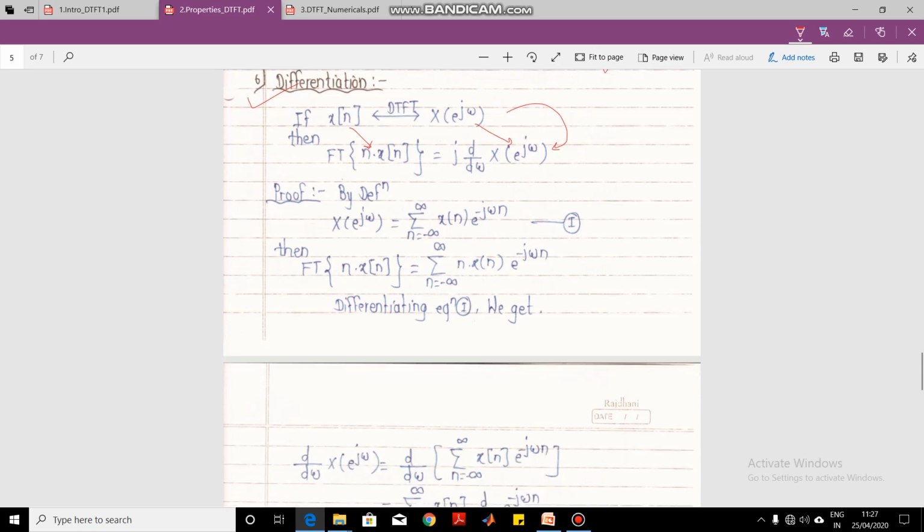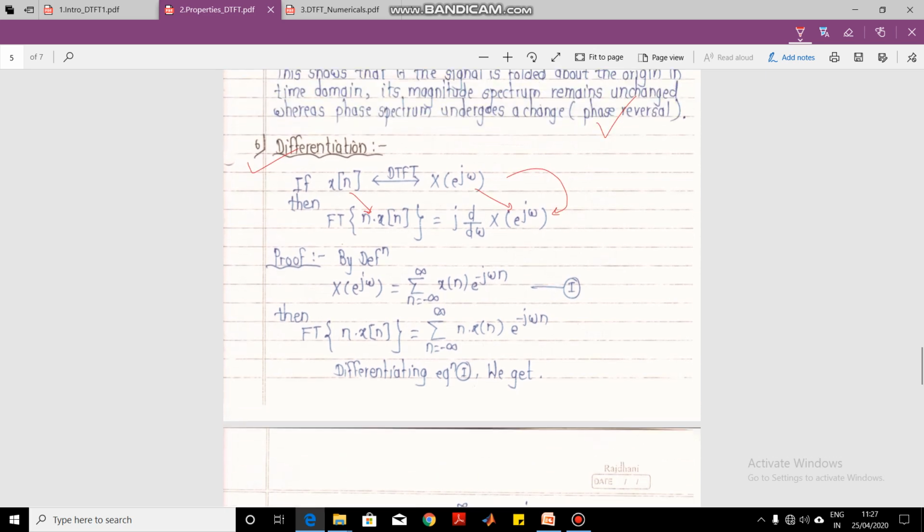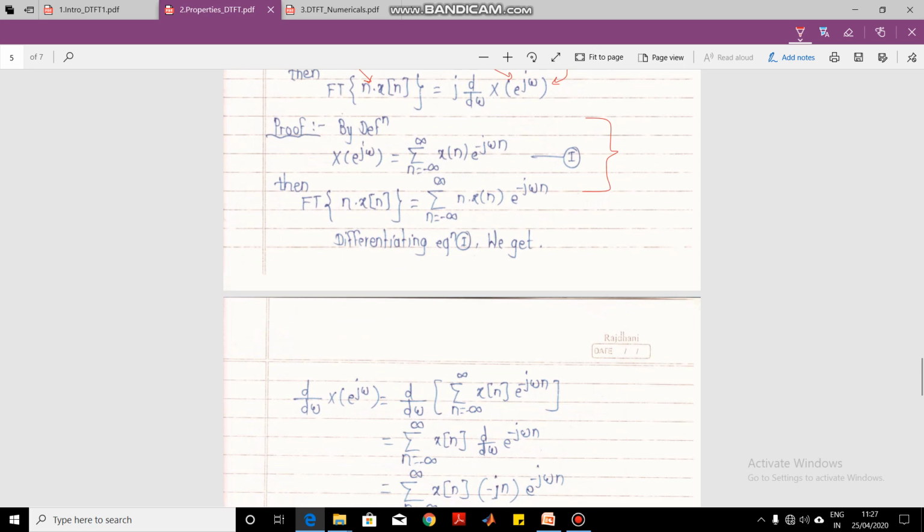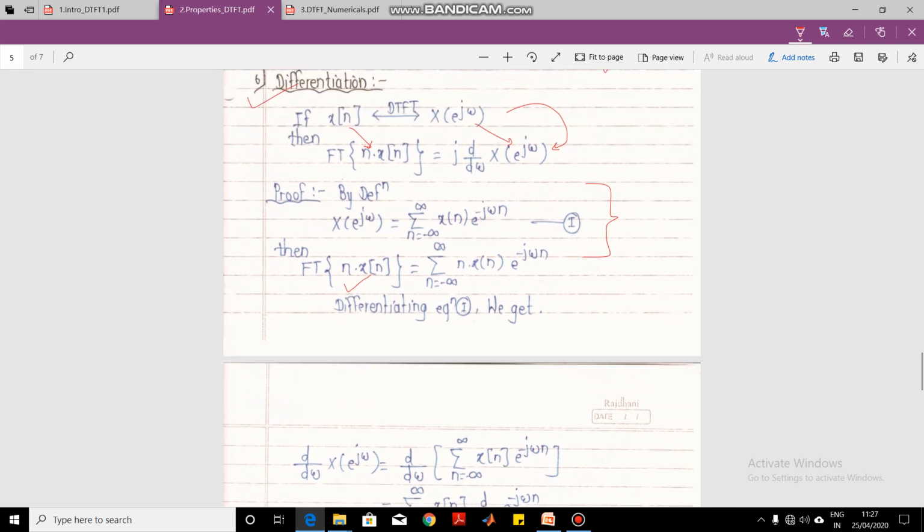Okay, so now if you use the definition of X(e^{jω}), instead of having the Fourier transform of x(n), let us try to have the Fourier transform of n·x(n). Let us try to prove it from the LHS. We take the LHS, and we have to reach the RHS.